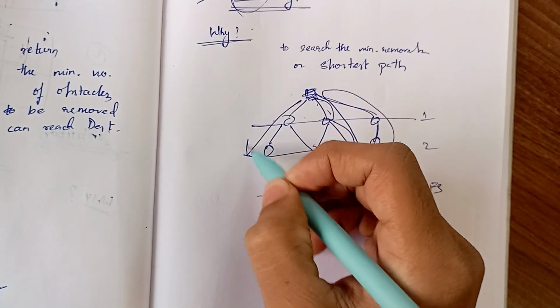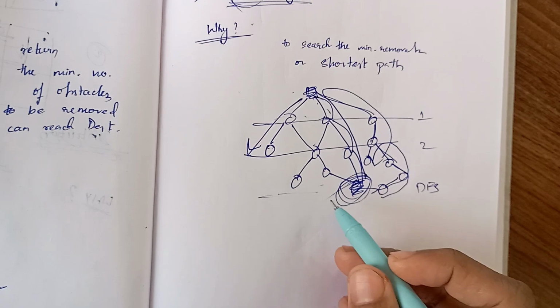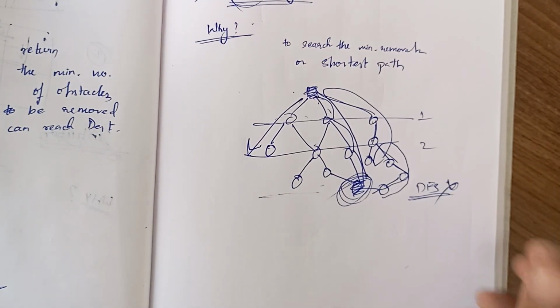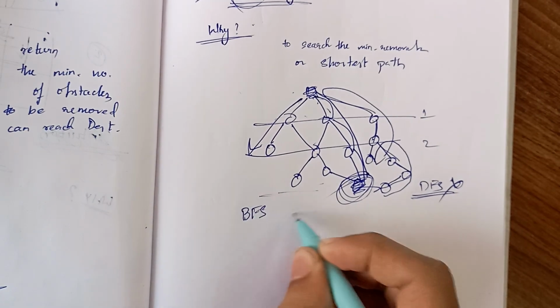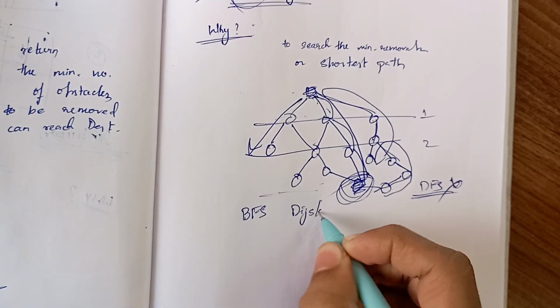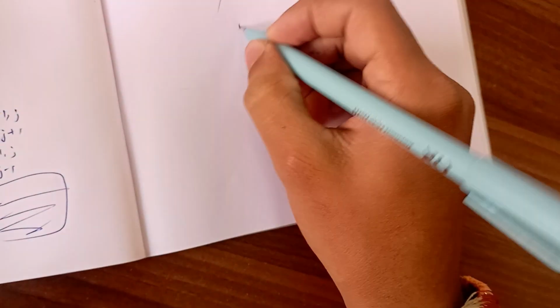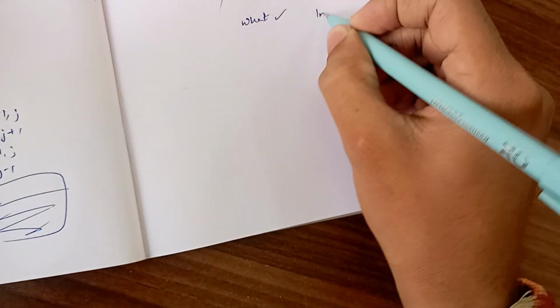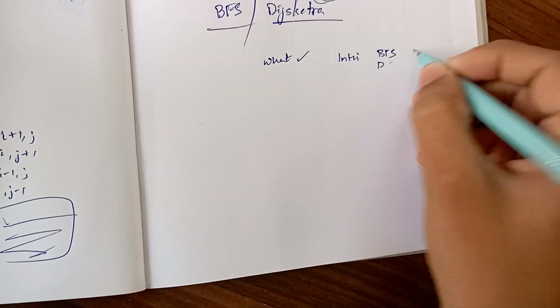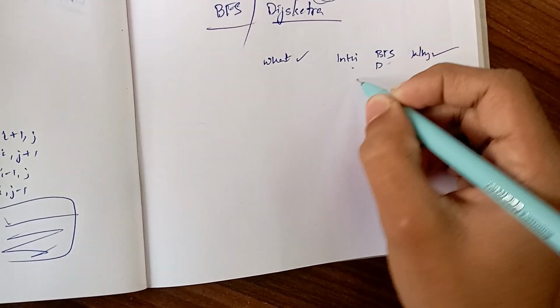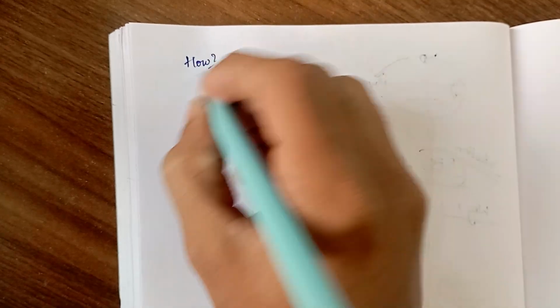Maybe you can find it from here, but as I said, DFS is not the algorithm we need in this problem. We need either BFS or Dijkstra's algorithm. So wait a second. We have completed what is given in the question, and the intuition is taking BFS or Dijkstra's algorithm, and why we are taking it. We completed these three things. Now, how can we approach this problem?